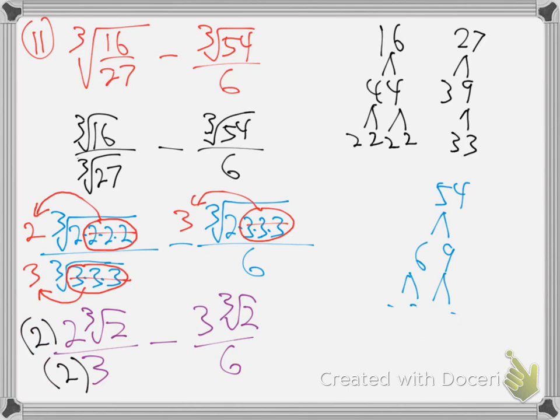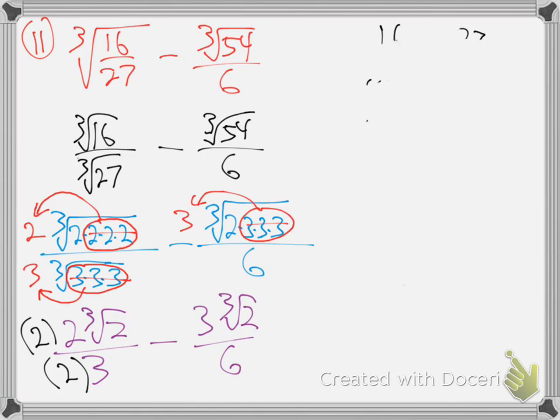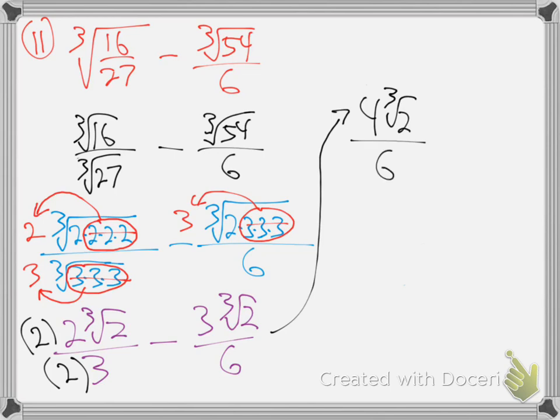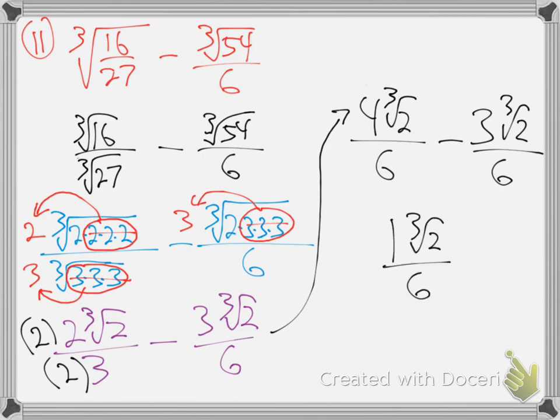Let me get rid of this stuff here. And what do we got? So we've got 2 times 2, that would be 4 cube root 2 over 6 minus 3 cube root 2 over 6. 4 cube roots of 2 over 6 minus 3 cube roots of 2 over 6 is 1 cube root of 2 over 6. So you don't even need the 1, huh? We're done. That 1's not needed.